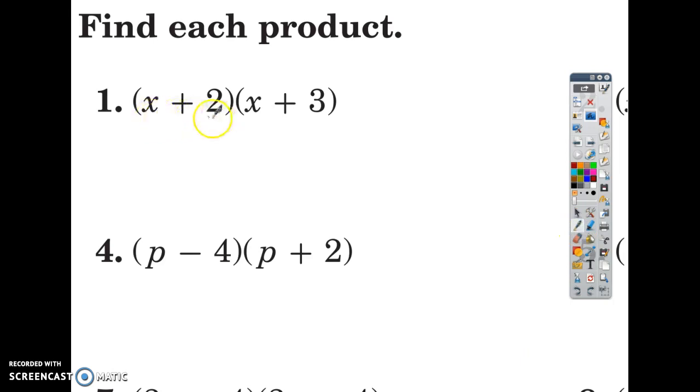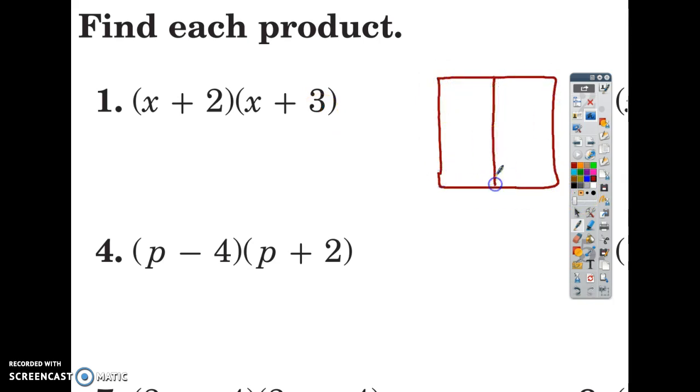This is a 2x2 box. So we're going to do a 2x2 box. And this is what we did yesterday too, so if you weren't here yesterday, go ahead and get the sheet from yesterday, and that's going to be your homework. x plus 2, I'm going to put it right here on the side. And x plus 3, I'm going to put it up at the top. The plus goes with the number. So this sign goes with that number, so you know whether it's positive or negative.